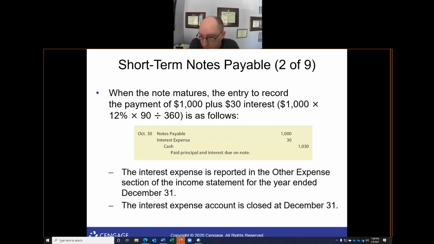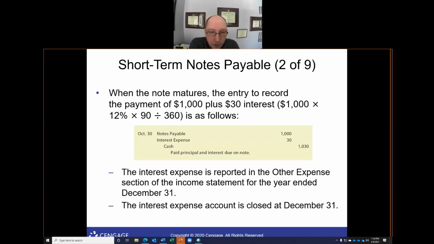What that means is the bank is open 360 days out of the year. 5 banking holidays in a calendar year. That's why it's not 365. So 1,000 times 12% is 120, times 90 divided by 360 gets us to $30.